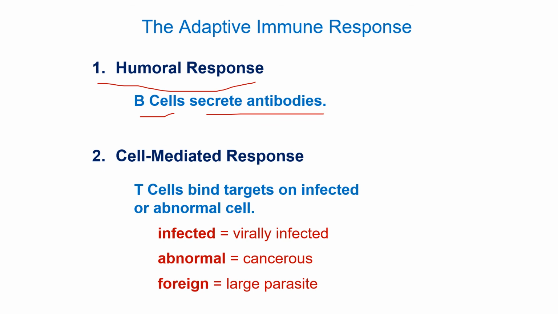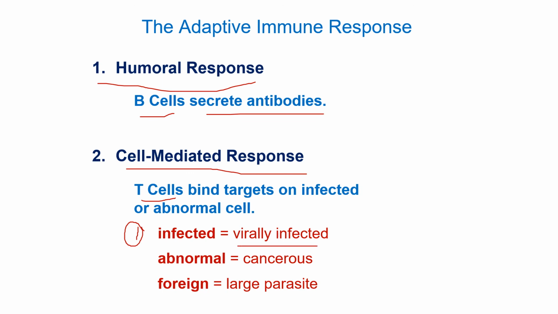So the second adaptive immune response is called the cell-mediated response. This involves our T cells, and our T cells do not secrete antibodies. They target usually larger pathogens or other things that the immune system is going to have to deal with. You can see there are three things. Number one are infected cells. So what are we talking about? Usually cells infected by viruses.